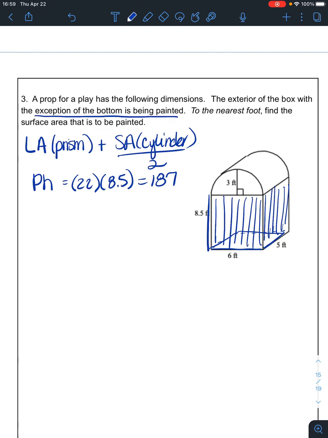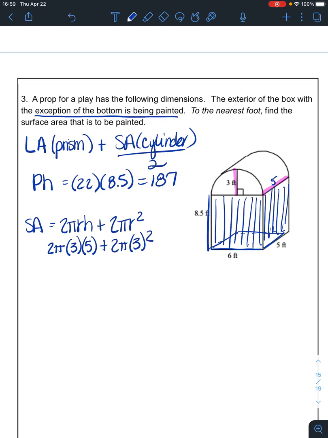So now let's look at the cylinders. So the surface area of a cylinder is 2 pi rh plus 2 pi r squared. That comes from your formula chart. So let's look at your cylinder. We have our radius of 3, and then the distance between your sides is 5. So we have 2 times pi times the radius, which is 3, times the height, which is 5, plus 2 times pi times the radius, which was 3 squared.